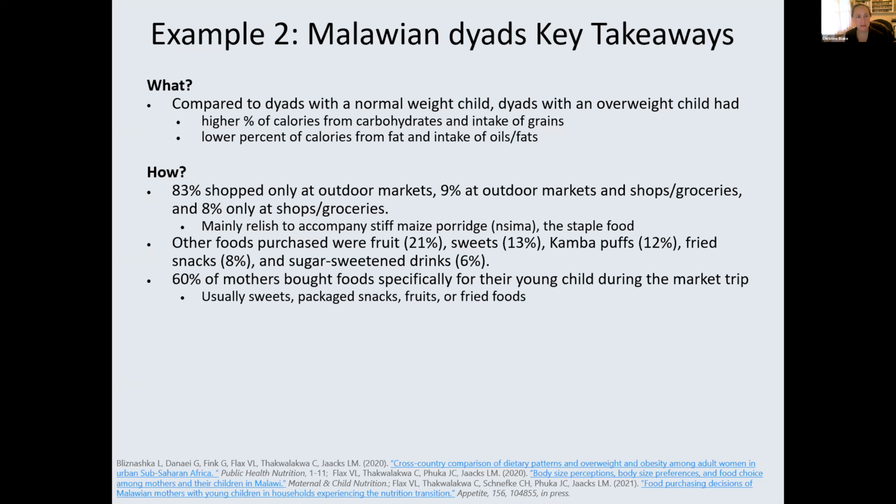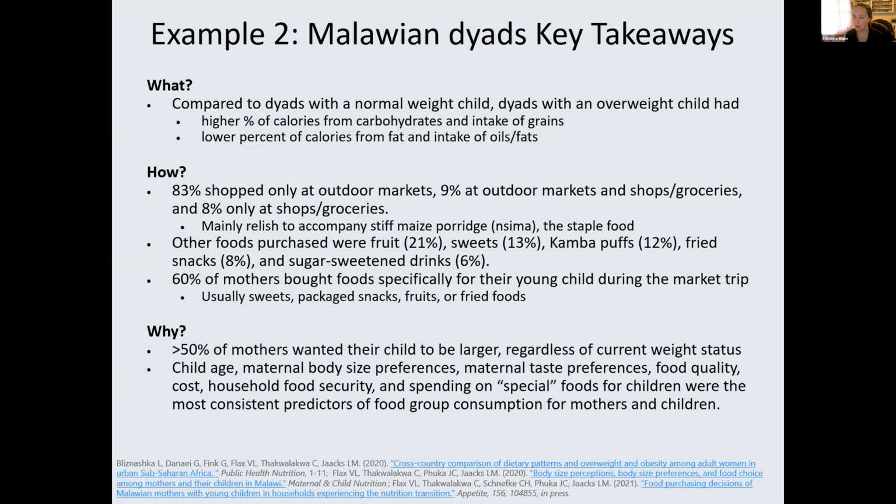Further, they determined that 60% of mothers bought food specifically for their young child during the market trip, and that these were usually sweets, packaged snacks, fruits, or fried food. So this tells us a bit about where foods are coming from, what kinds of foods or situations might be contributing to poor diets that promote overweight, but why?